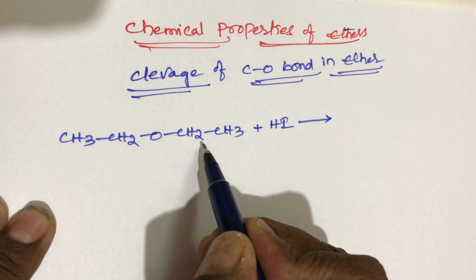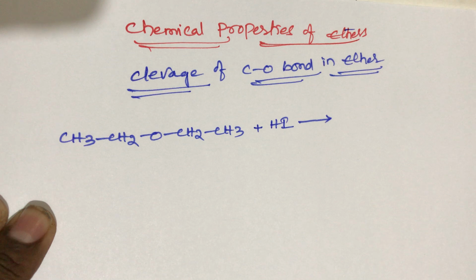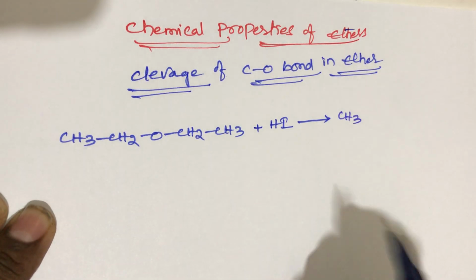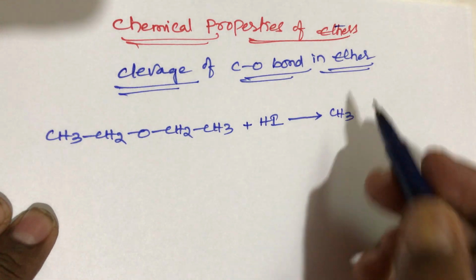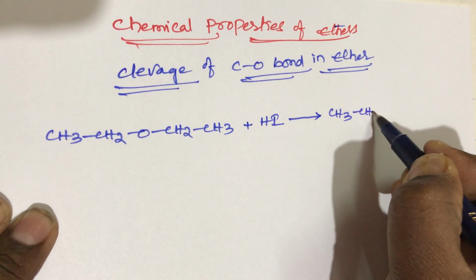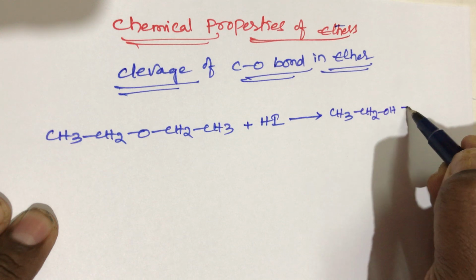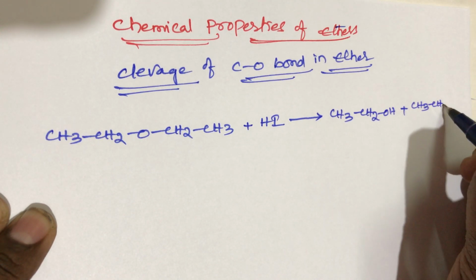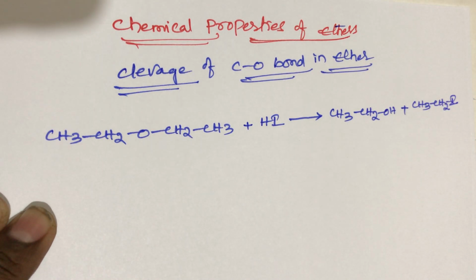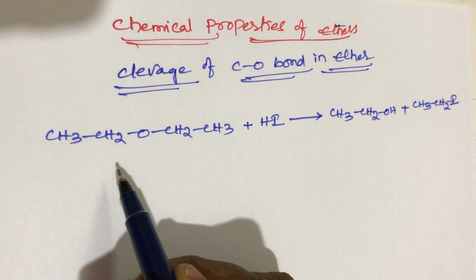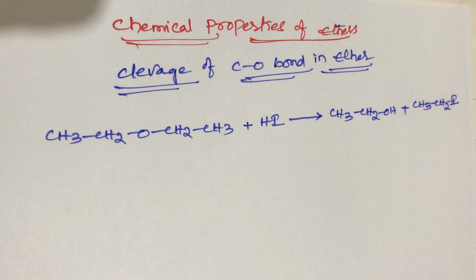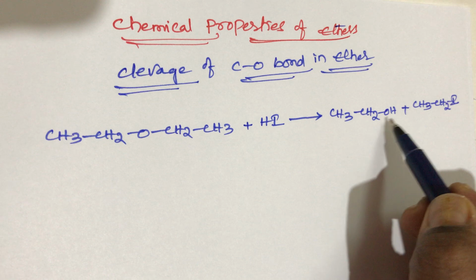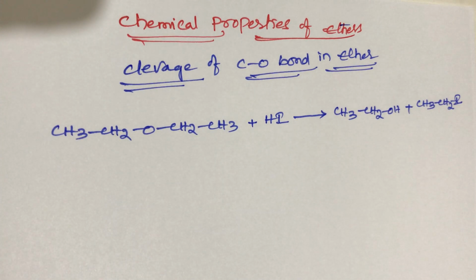When diethyl ether reacts with hydroiodic acid, HI, two types of product are produced: one is an alcohol, and the other is an alkyl halide, ethyl iodide, CH3CH2I. You remember, students, diethyl ether reacts with hydroiodic acid to give ethyl alcohol and ethyl iodide.